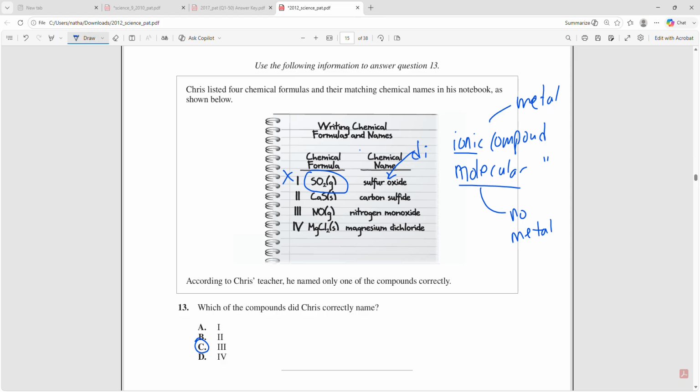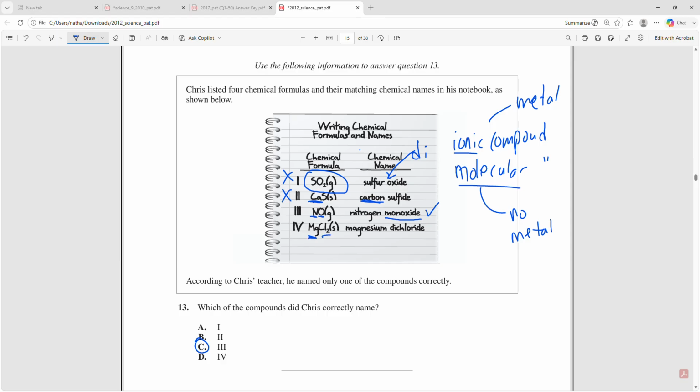Here we have, this says carbon sulfide. Well, guess what? That's Ca, that's calcium. C is carbon. So that's just the wrong name there. So that is incorrect. Here we have nitrogen monoxide. So nitrogen is not a metal, nor is oxygen. So nitrogen monoxide. That seems correct.